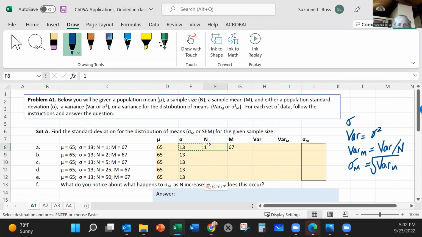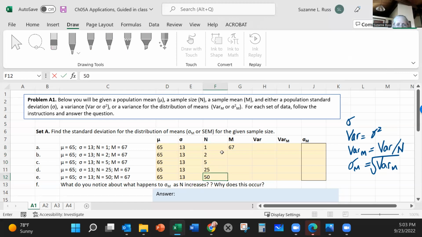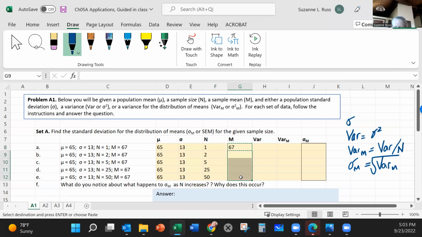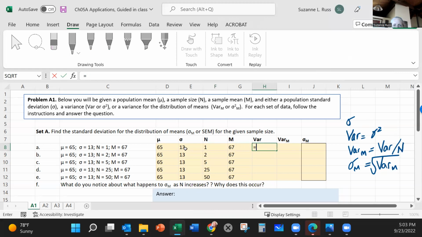N changes. It's 1 in the first example, then 2, then 5, then 25, then 50. And M, or the sample mean, stays the same. As it turns out, we don't even need to know that. So next we'll figure out the variance. And we know that the variance, because it says right here, is just the standard deviation squared. So let me type our equal sign, and I'll click in the cell with the standard deviation and square it.